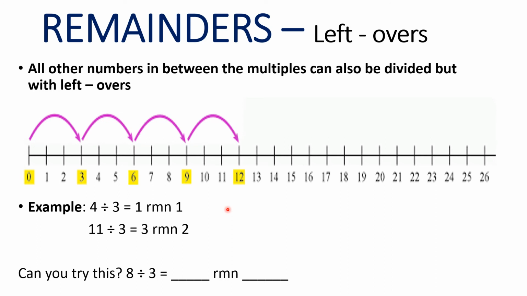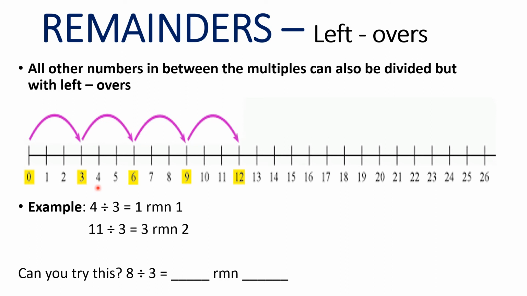Now what about 10? 10 divided by 3. What about 8? 8 divided by 3. What about 7? What about all these other numbers that are not multiples of 3? Can we divide them by 3? Of course we can, but there will be leftovers. That's the only thing. There will be leftovers, which we call remainders.